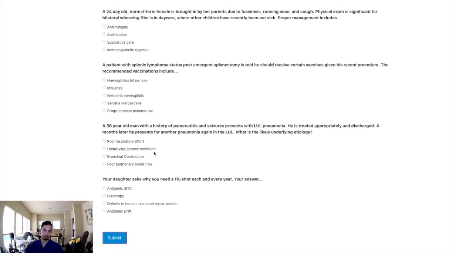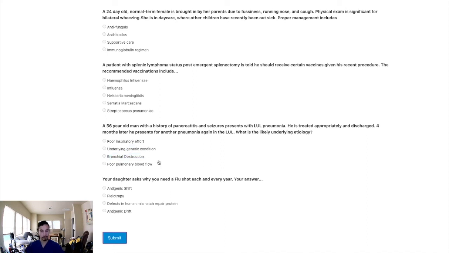Underlying genetic condition. Someone with recurrent pneumonia and an underlying genetic condition, you would think maybe cystic fibrosis, maybe something that causes multiple mutations, but nothing specific in the lung jumps to mind. Because this guy's a 56-year-old guy, I'm not entirely sure we want to go down that route. So not the best answer choice, and honestly, a genetic condition wouldn't come to mind immediately.